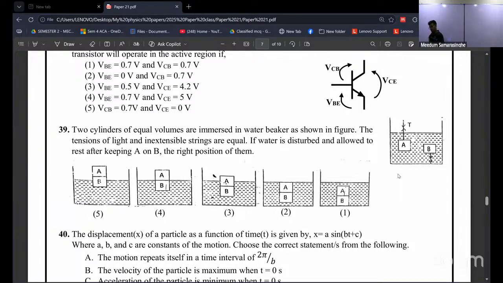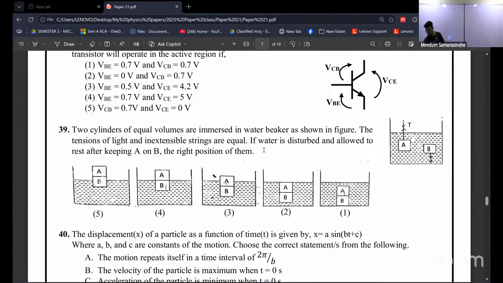So you can say that the density of A is greater than the liquid, right? A is trying to sink. And the density of B is less than the liquid. That is why it is trying to move upward. The string is holding it in position.